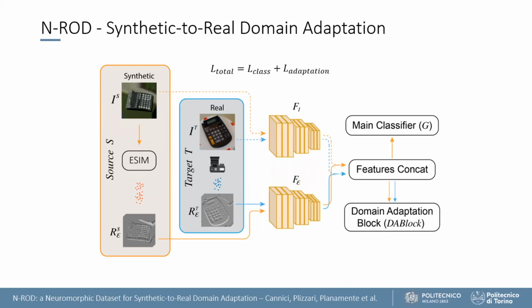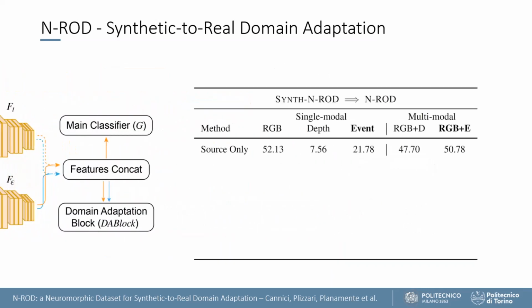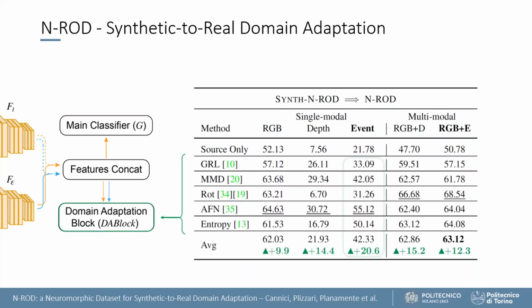We also considered a multimodal extension of this network, making also use of RGB images. We compared the proposed approach against the source-only baseline, which is the performance of the network when trained only on synthetic events and then tested on real ones. We use several well-known domain adaptation techniques and show that all methods consistently improve the network performance on the target domain, with the event modality showing the largest improvement over the other ones.